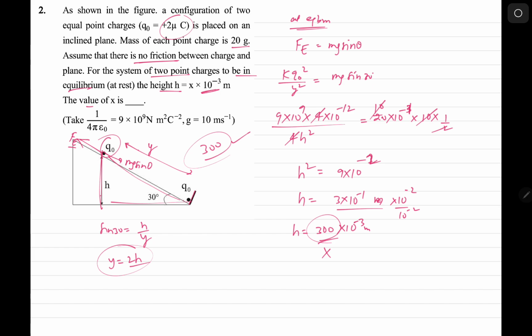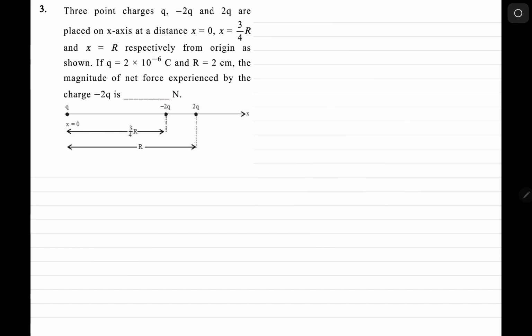Let's move to the next question. Again, an equilibrium type question. Net force experienced by the charge. Net force we need to find. It is not 0. Minus 2q will experience a force in this direction, and this will apply a force in this direction. So both the forces are in opposite directions, and the net force will be the subtraction of those two.